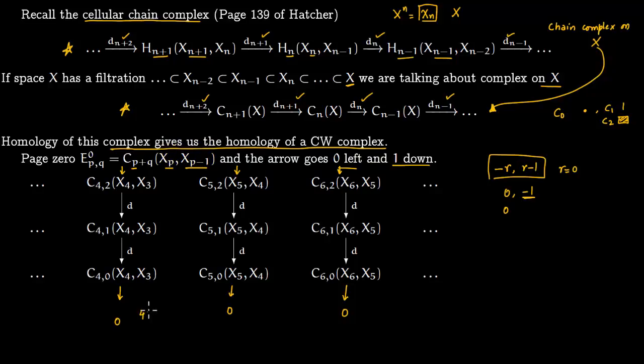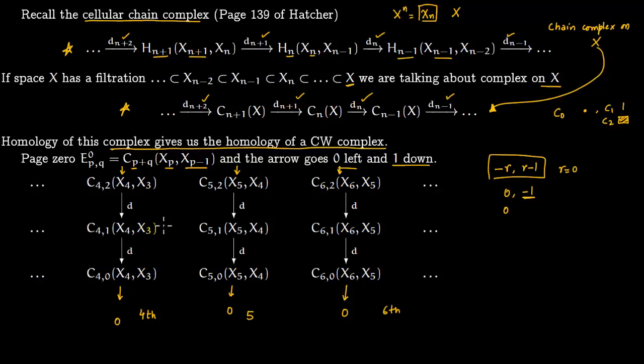This is the fourth column. You have (4,0), (4,1), (4,2), (4,3), with the pair (X_4, X_3) everywhere. This is the fifth column. You have the pair (X_5, X_4) everywhere. This is the sixth column. You have the pair (X_6, X_5) everywhere.